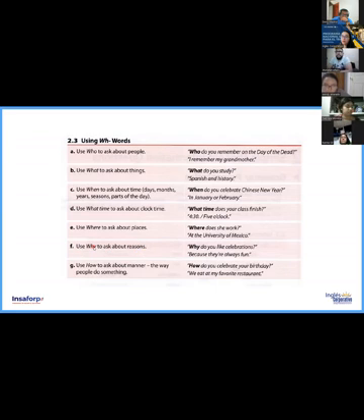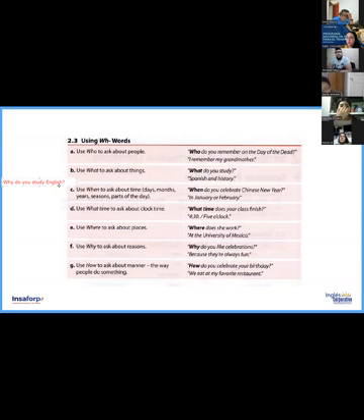Then we have use why to ask about reasons. Hay que utilizar el why para preguntar acerca de las razones, right? Motives. ¿Por qué? Reasons. Razones, right? Significa ¿por qué? Why do you study English? ¿Por qué estudias inglés? Yo espero una razón.